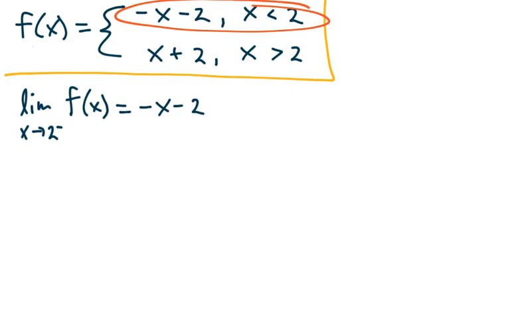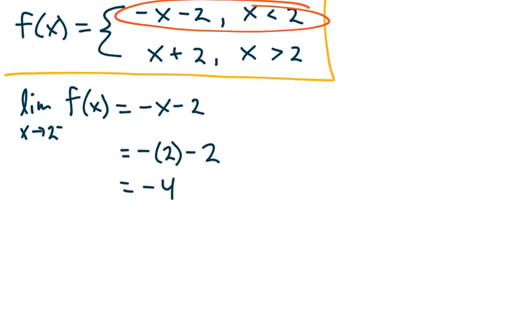And then for this we're just going to do the direct substitution. We're not putting in negative 2. We're putting in 2 from the negative side. Negative 2 minus 2, and that's going to be negative 4. So the limit as x approaches 2 from the negative, or from the left, of our function is going to be negative 4.